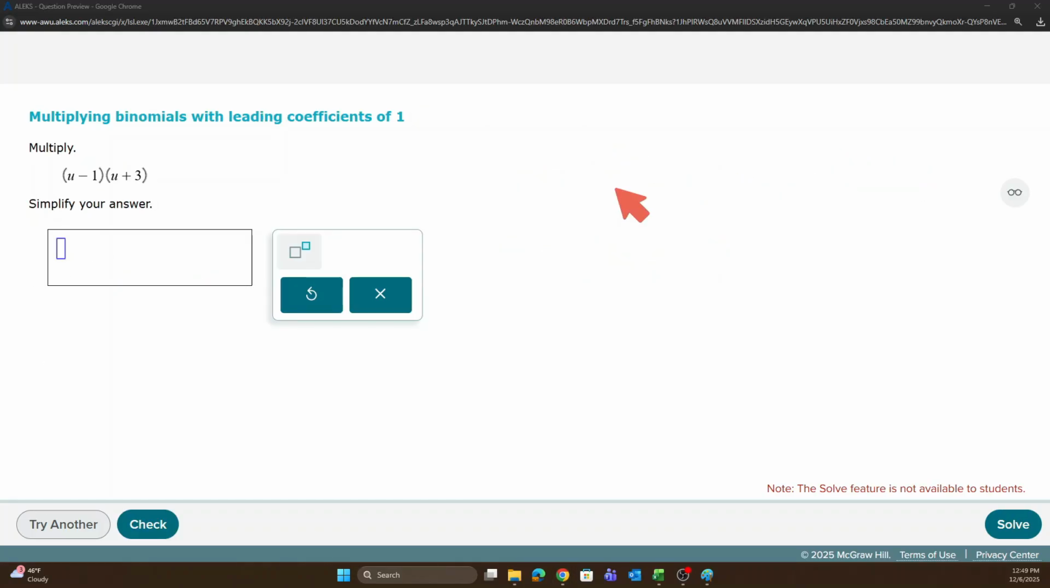All right, here we're going to be multiplying our binomials. I'm going to use the box method for this. So first, we're going to make our box.